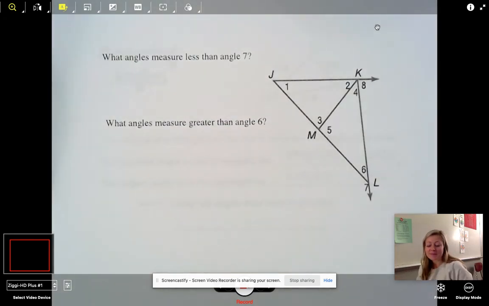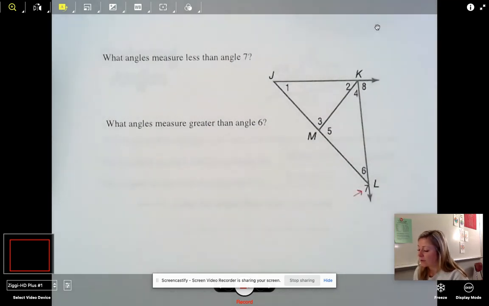Okay, now let's try the same kind of idea, but with a more complicated picture. It says, what angles measure less than angle 7? Our focus right now is angle 7, and we want to figure out which angles are smaller than that. By looking at the picture, we see that angle 7 is obtuse, and we have a lot of acute angles. However, you're not really allowed to assume a lot of things in math, right? So we have to rely on these relationships and things that we know for sure.